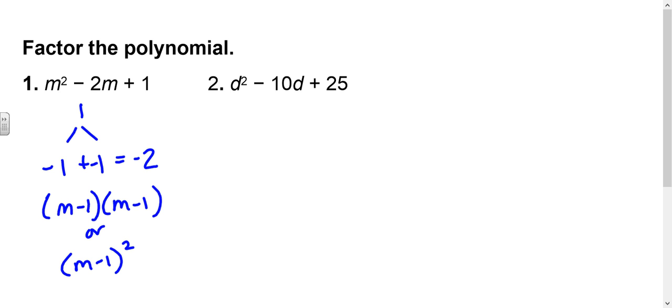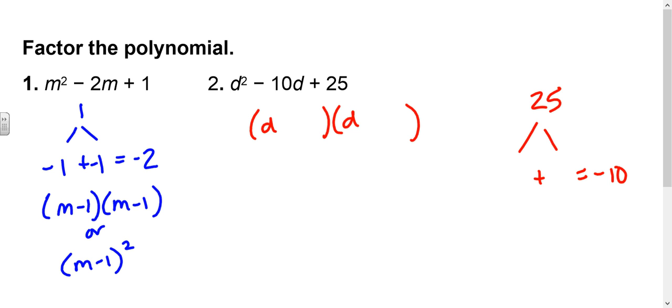Next one, we have d's in our factors. They have to multiply to be 25 and add to equal -10. So that means both numbers are negative. So -5 and -5. Or we could write that as d minus 5 squared.